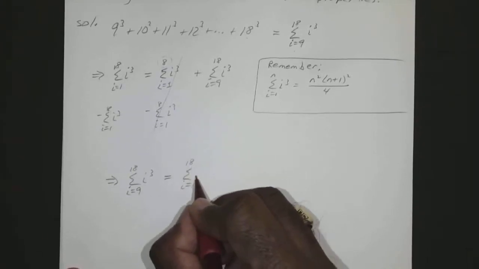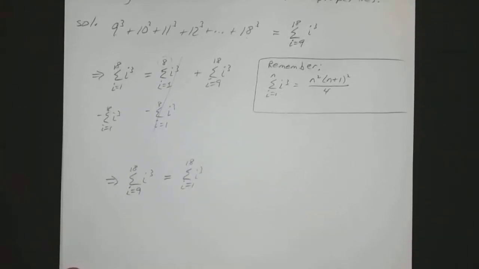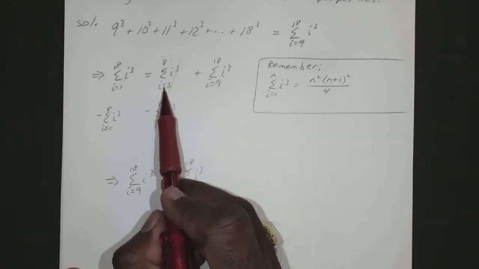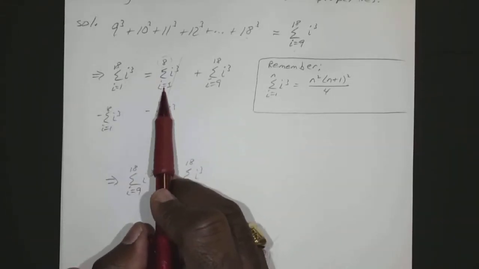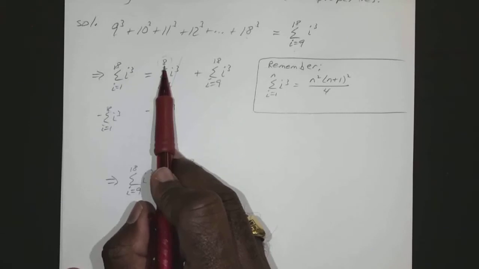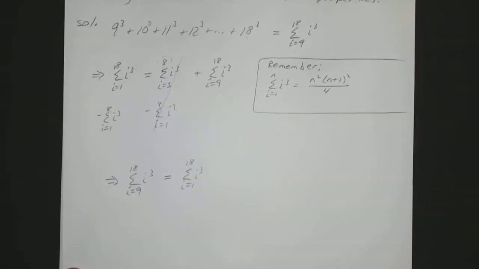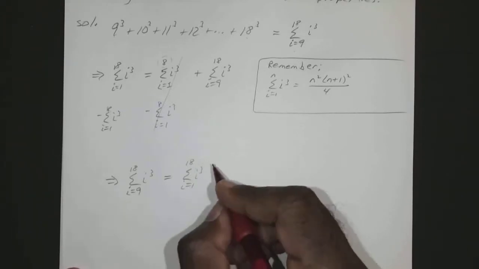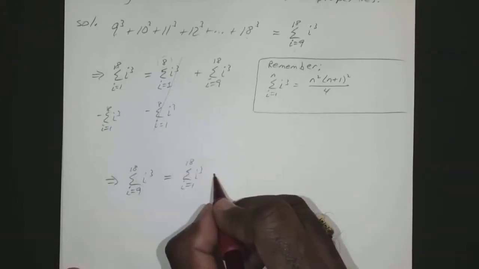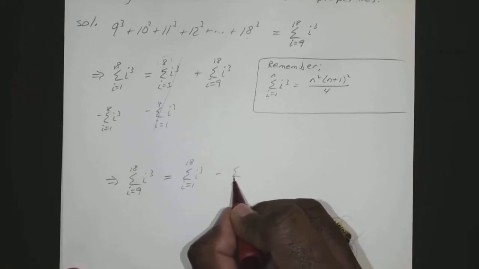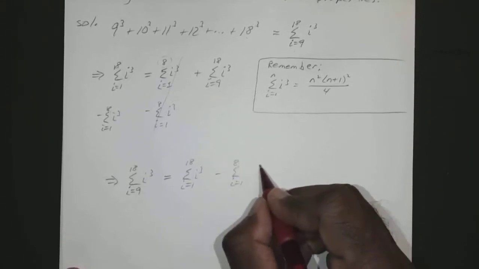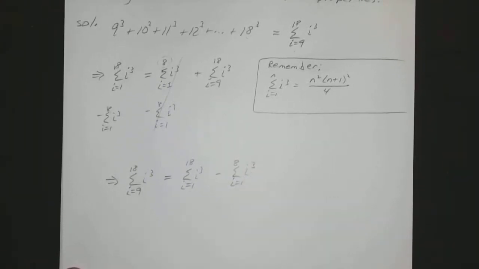Maybe I missed that part. Why is it 8 and 18? Oh, because we broke this summation down. We went from 1 to 8, and then we picked up on the next one. Then we went from 9 to 18. Okay, so that will be minus the sum from i equals 1 to 8 of i to the third.